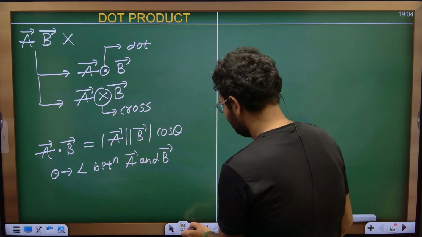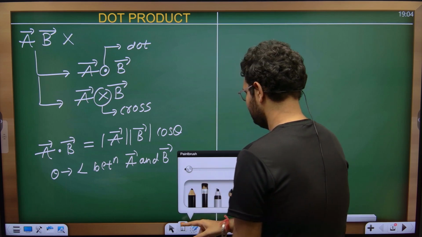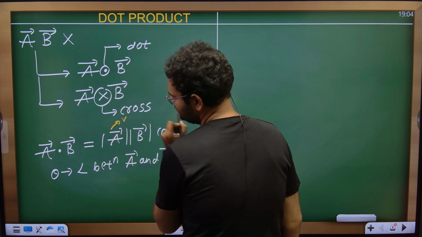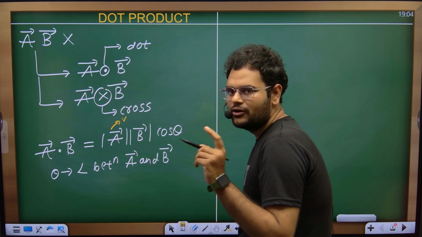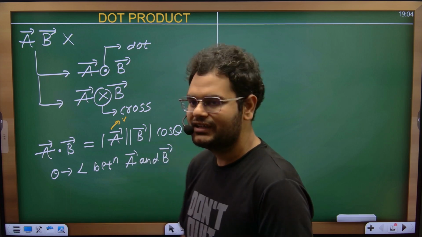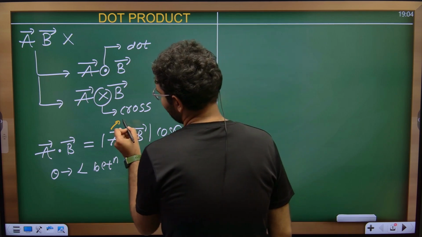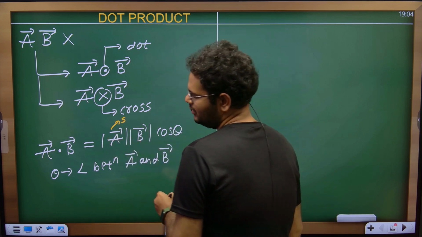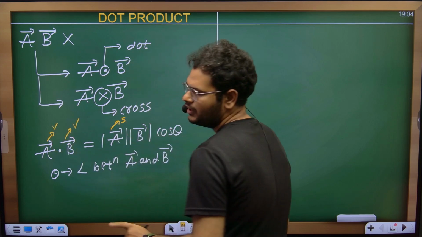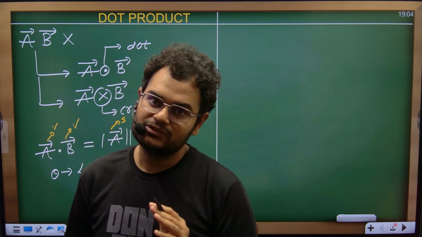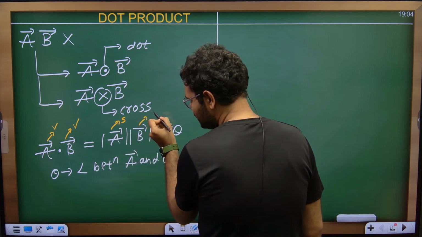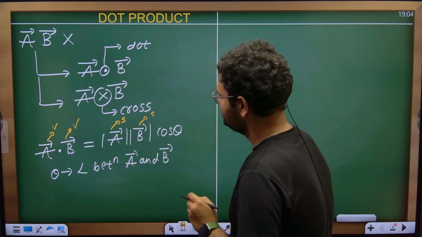You tell me, is this A vector scalar or vector? This quantity which I have written, is it a scalar or a vector? Sir, this is a scalar quantity. Why? Because it is a magnitude. What is vector? This is a vector and this is a vector. Dot product is always between two vectors, okay? And the result, this is scalar. B vector magnitude is also scalar. You know that magnitude is scalar, right?